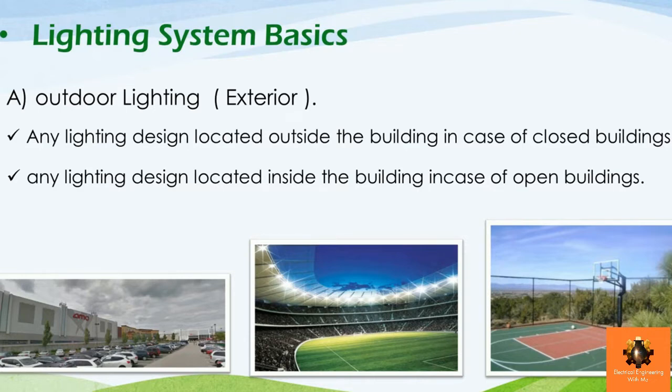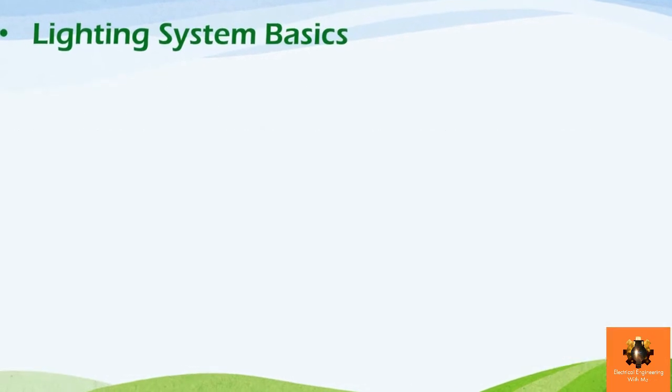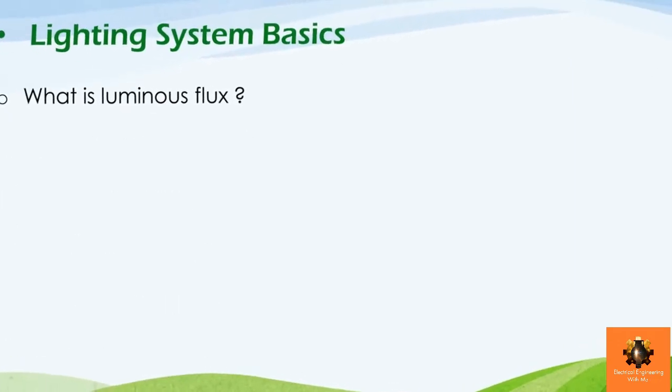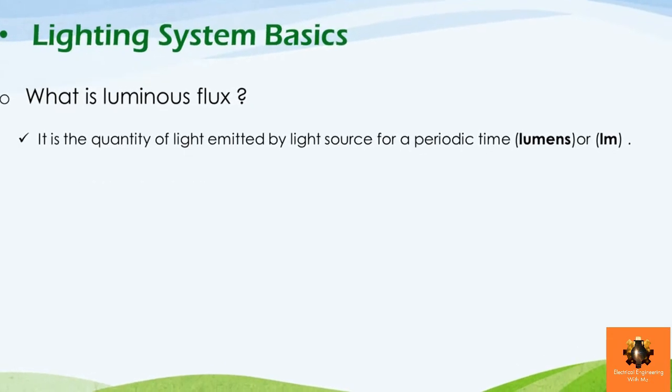Very good. Now let's jump to some concepts related to the lamps that we will use in our design. The first definition we need to discuss now is the luminous flux. The luminous flux is the quantity of light emitted by the light source for a period of time, and its unit is lumen or Lm.